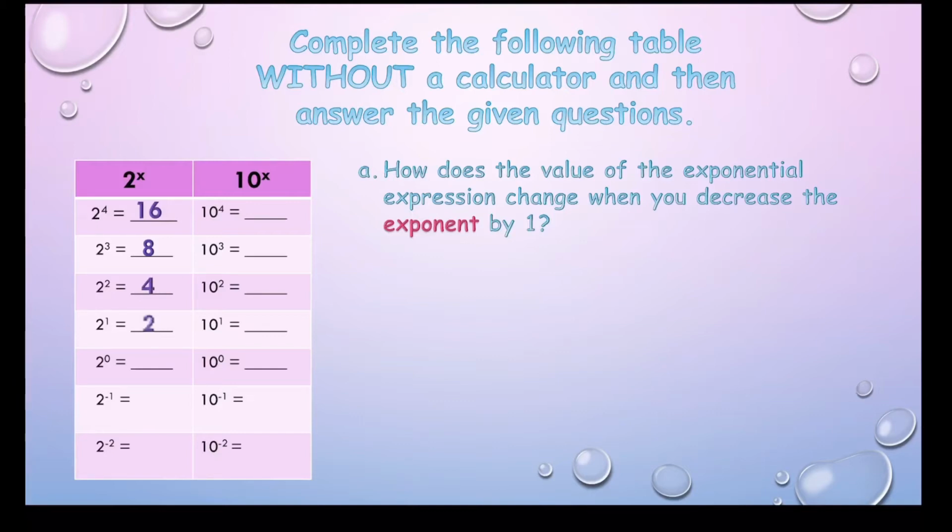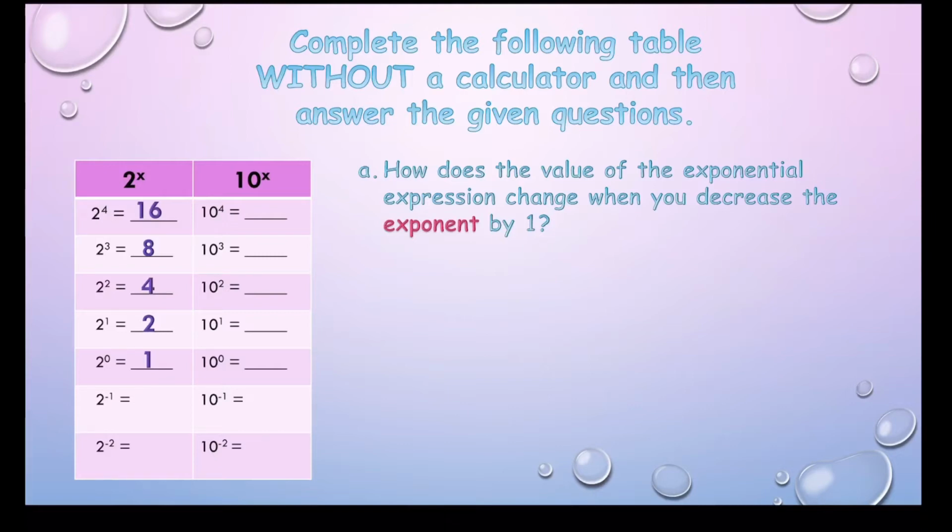Now this one's a little hard to figure out, but take a look at your pattern so far. As you go from 2 to the 4th to 2 cubed to 2 squared to 2 to the 1st, what's happening every time you go down? If you said you're dividing by 2, you're right. So think about what 2 to the 0 power would be. Go back up. 2 to the 1st was 2. So let's divide that by 2. You'd get 1. Okay, well then let's go to the negative.